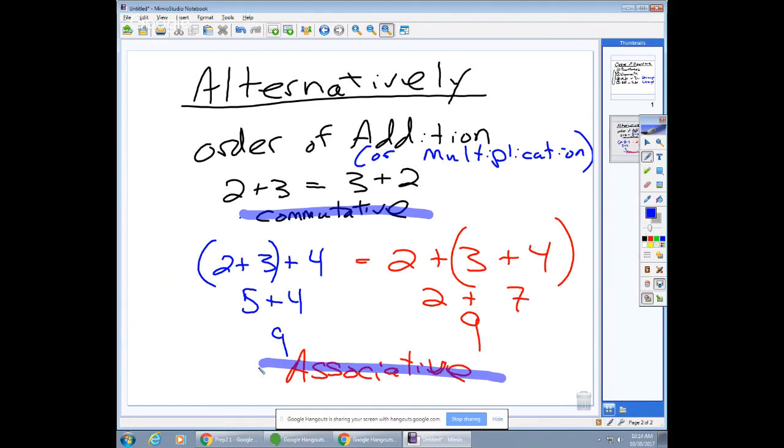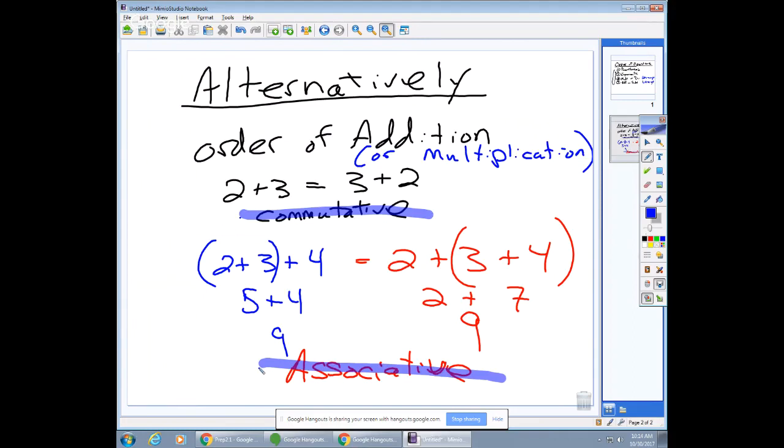So Elizabeth's next to me right now. She and I can associate. She's right next to Tristan, so those two can easily associate, right? So association happens with things that are already next to each other. All I do is change how they're grouped, okay? So association is about grouping, commutative is about moving things around.